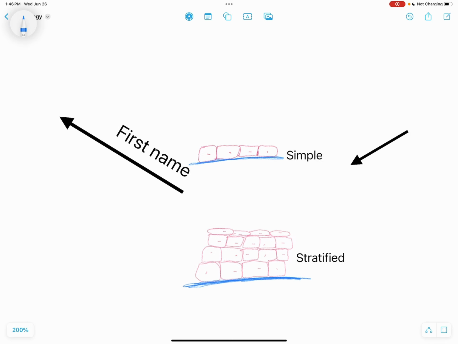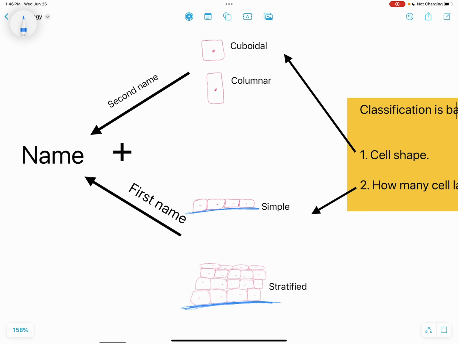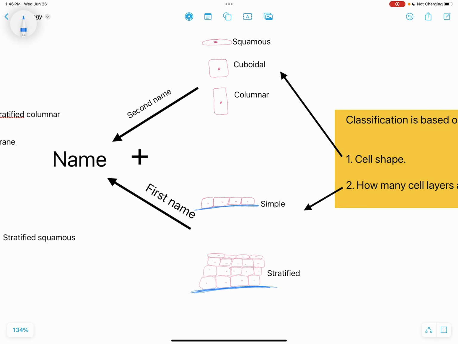So let's just review quickly. What names am I going to use when I'm naming epithelial? I will either refer to it as simple or stratified, and that would be the first name. The second name is going to describe the shape of the cell. Is it squamous, cuboidal, or columnar? Now let's have a look at some examples.